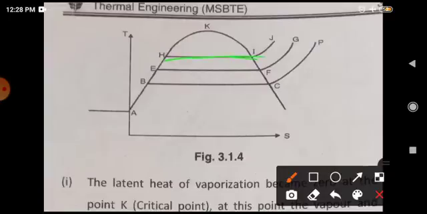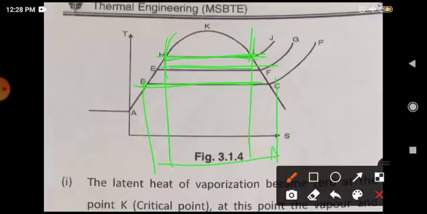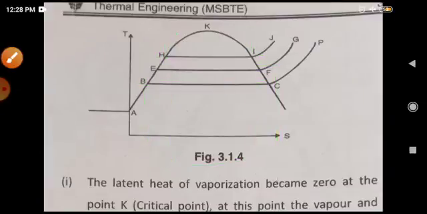This horizontal line shows the latent heat of vaporization at different pressures. The line HI has the maximum value of pressure. As pressure increases, the latent heat goes on decreasing. This much heat is required only when pressure is low. If pressure is decreased, a lot of heat is required at less pressure.